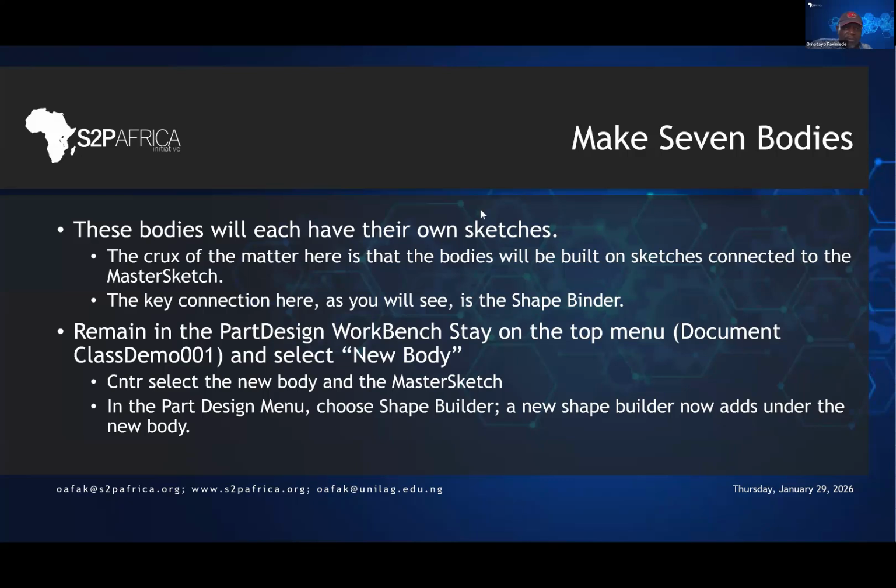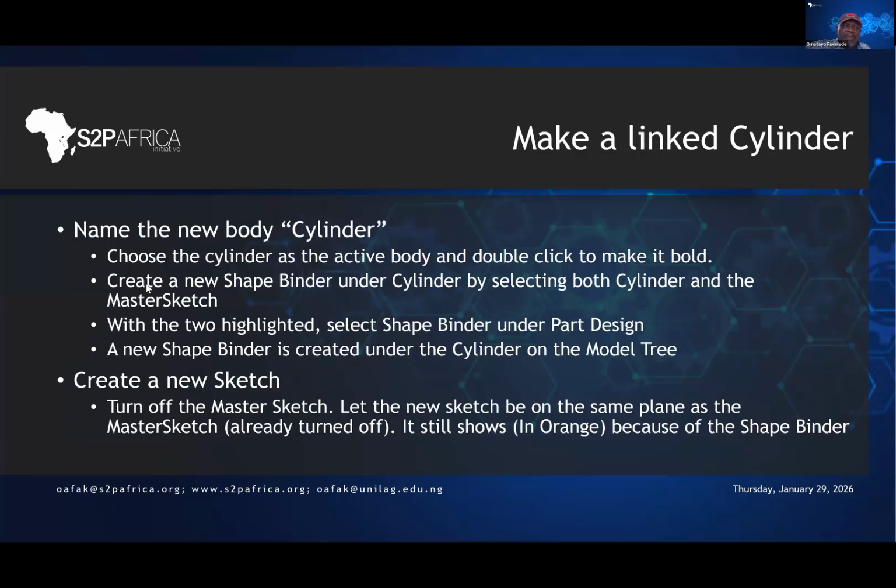Remain in the part design workbench, stay on the top menu and select new body. Then control and select the new body and the master sketch. When you select both, in the part menu, you can choose the shape builder. It's not shape builder, sorry, it's shape binder. That's my spelling error. A new shape binder will now be added to your new body. When that happens, you name the new body cylinder. I will show you how this plays out.